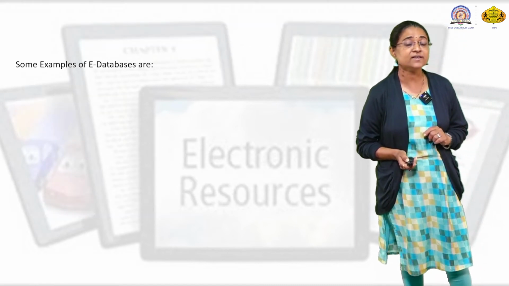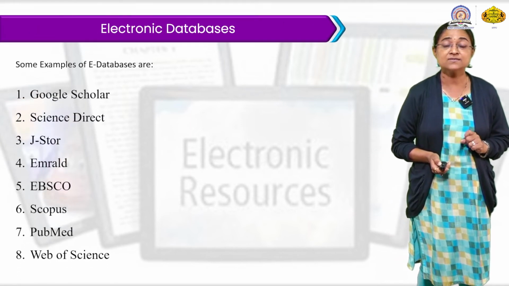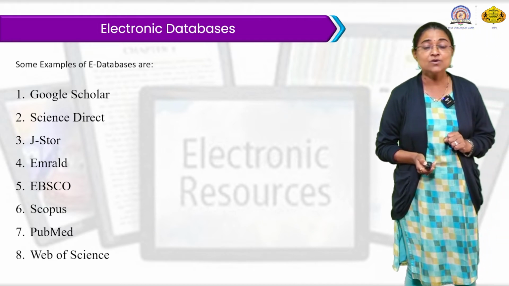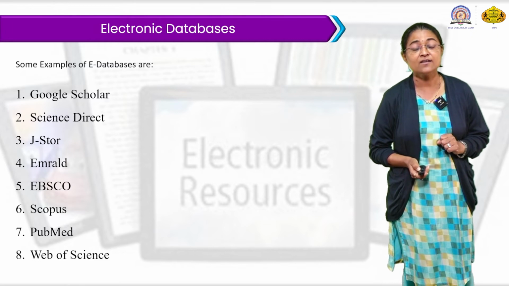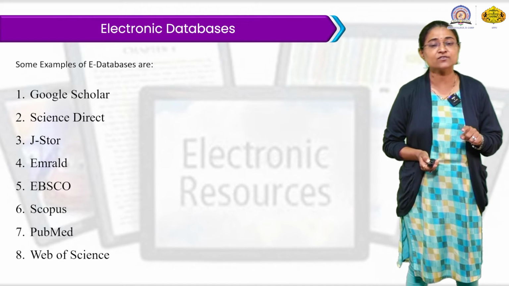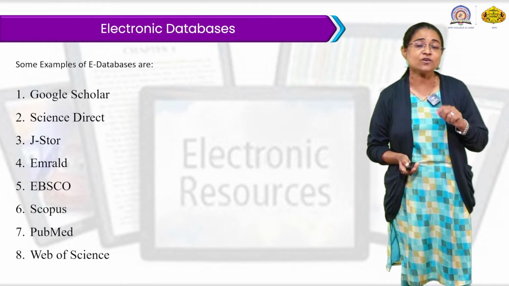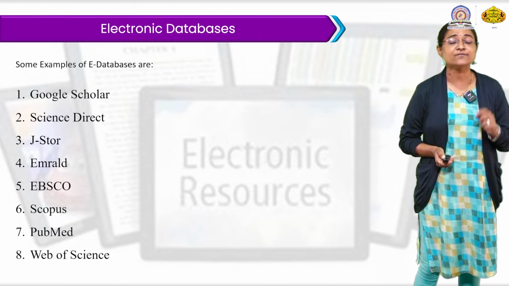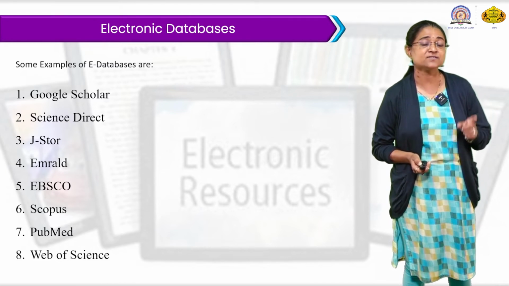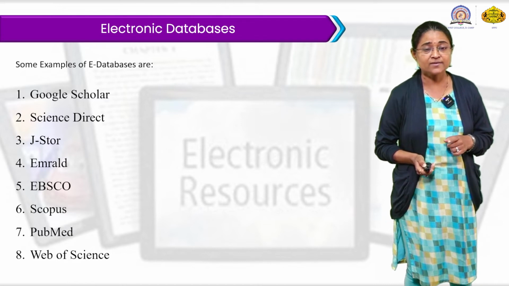Some examples of e-databases are Google Scholar, ScienceDirect, JSTOR, Emerald, EBSCO, Scopus, PubMed, Web of Science. These are the electronic databases. These are the providers of electronic databases through which you can search a lot of electronic resources in the form of e-journals, e-theses, dissertations, e-books, etc.